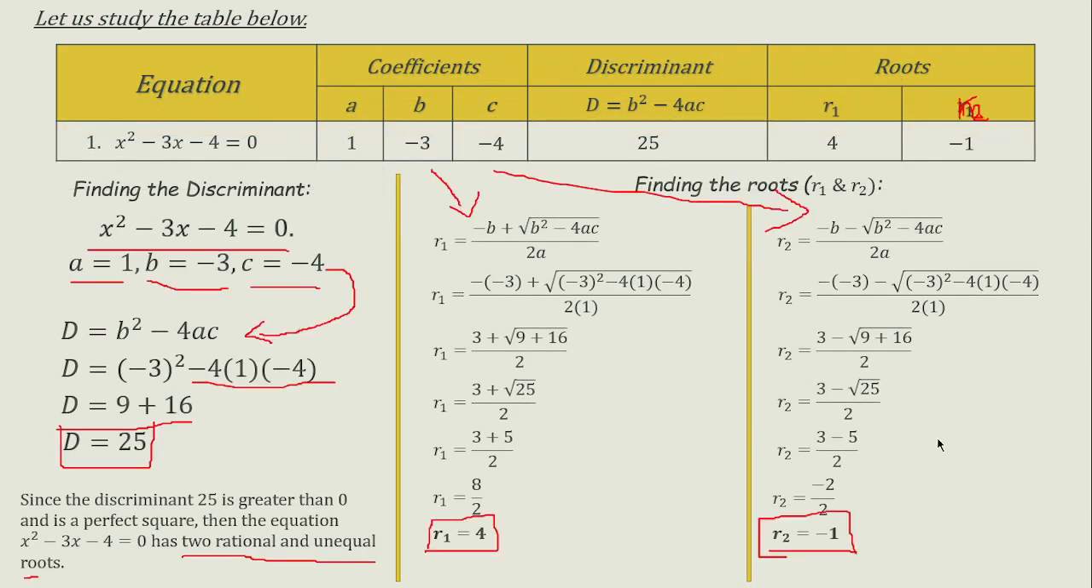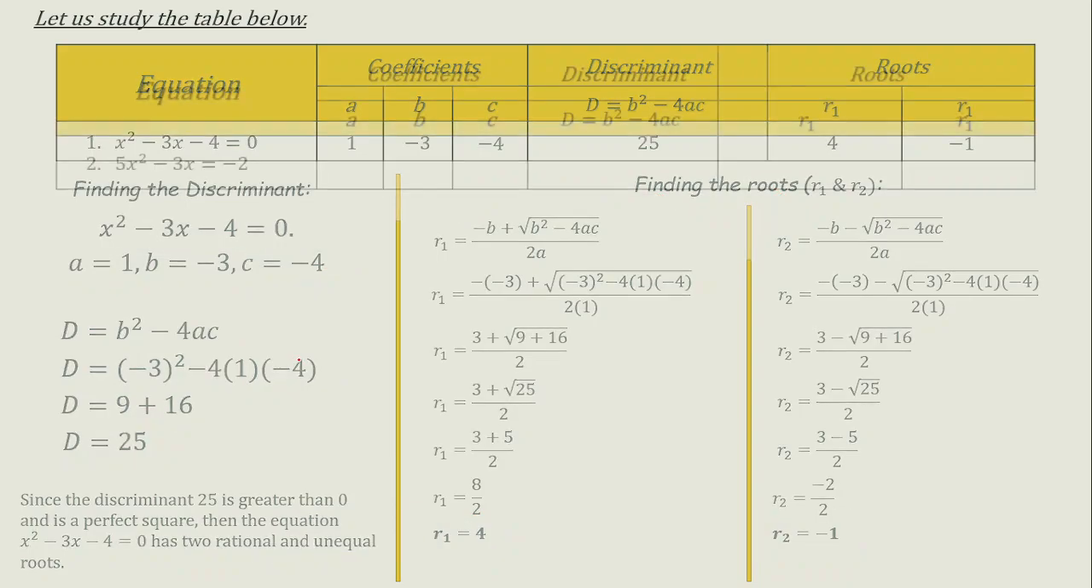Let's go back. So let's check, class, whether our prediction earlier, or what was taught earlier regarding the different cases, is true. So our case here is case number 1. So 25, class, is a perfect square and greater than 0. So let's check the roots if they are really rational numbers and unequal. So we have here root number 1, 4. 4 is a rational number. Then root number 2 is negative 1. Negative 1 is a rational number. 4 and negative 1 are unequal. So it means case 1 that I taught earlier is really true.